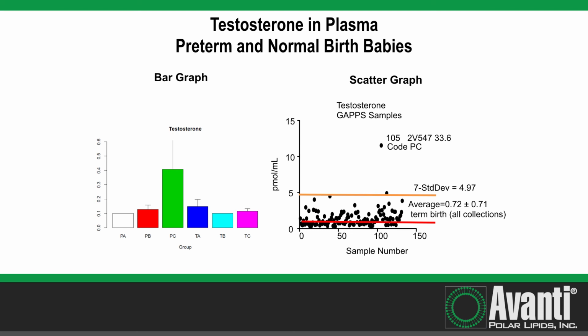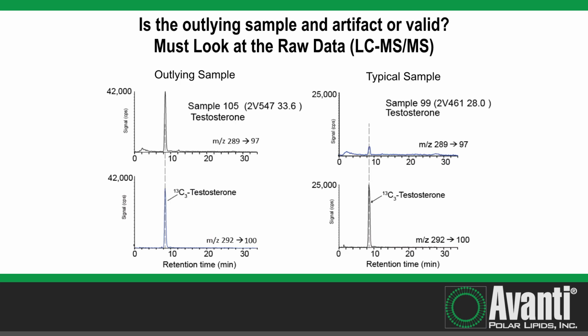Now, one of the really important things about mass spectrometry is you want to look at the data. So the first thing you would do is say, is this an artifact? Did we mismeasure this? Is this real? So we took a look at the raw data, and here it is. Here's what the raw data is behind this. This is the outlying sample on the left.